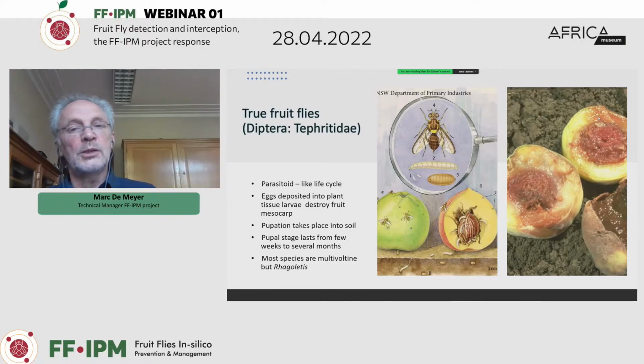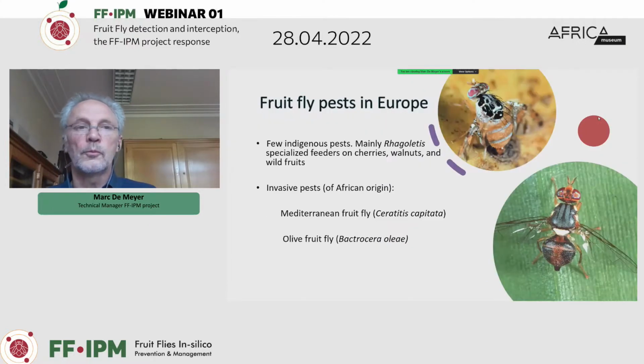Is that a problem that is new to Europe? No. We already have a number of fruit fly pests within Europe. However, the number is limited. We have a few indigenous pests. They mainly belong to the genus Rhagoletis, and they are specialized feeders. They will only attack one specific crop, one specific fruit, or a few related ones. We have specialized feeders on cherries, for example, on walnuts, and on a number of other wild fruits.